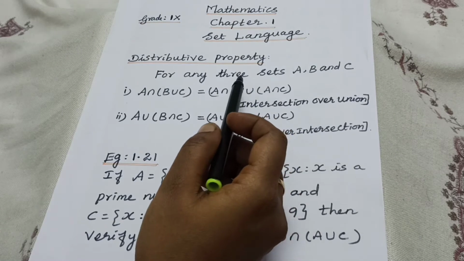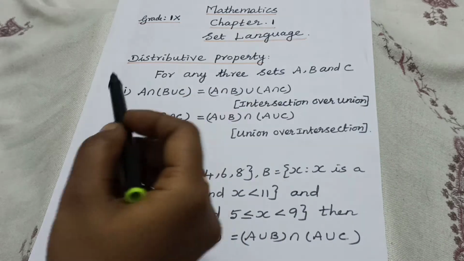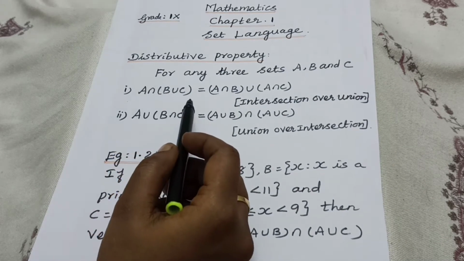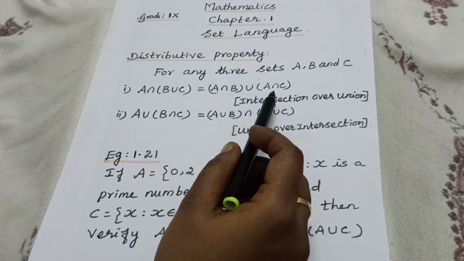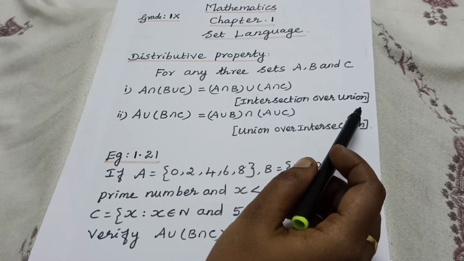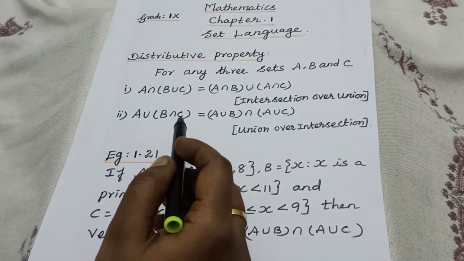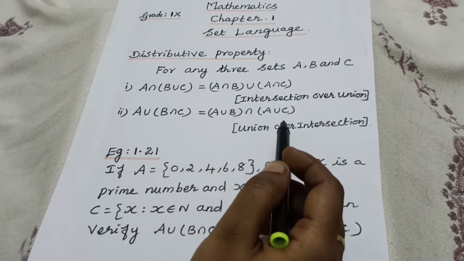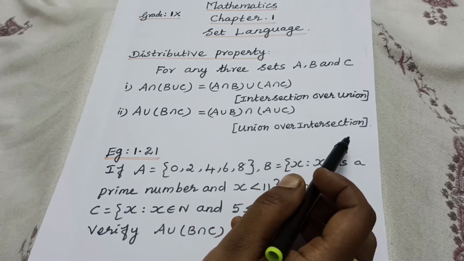Distributive property. For any three sets A, B, C, the first one: A intersection (B union C) is equal to (A intersection B) union (A intersection C). This is called what? Intersection over union. Okay, the second law is A union (B intersection C) is equal to (A union B) intersection (A union C). That means union over intersection.